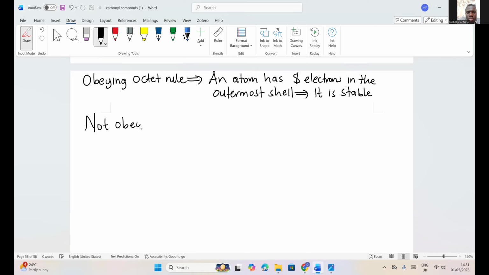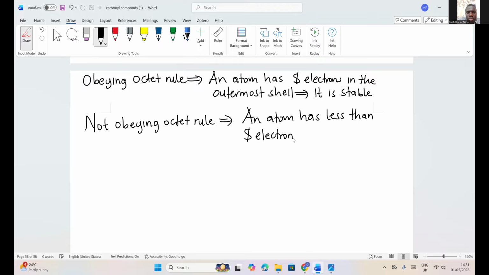Then, not obeying the octet rule means that an atom has fewer than 8 electrons in the outermost shell, meaning that it is not stable. It's not stable.